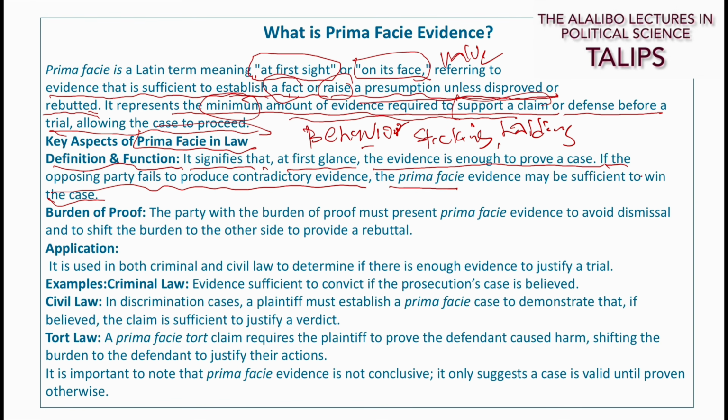So it says here, at first glance, the evidence is enough to prove a case. If opposing parties fail to produce contrary evidence, nothing to say that this is not the case, nothing to disprove, well, then prima facie will prevail. It will prevail. It's sufficient to win the case. The party with the burden of proof must present prima facie evidence to avoid dismissal and to shift the burden to the other side to provide rebuttal.